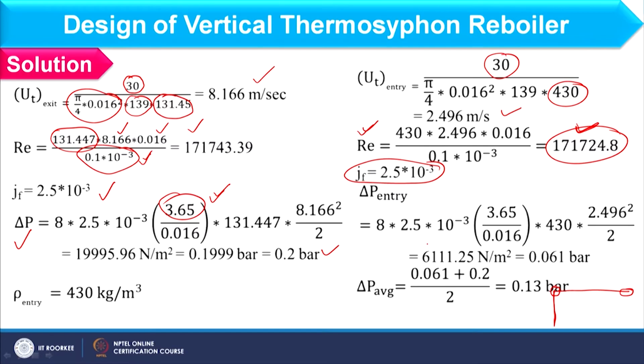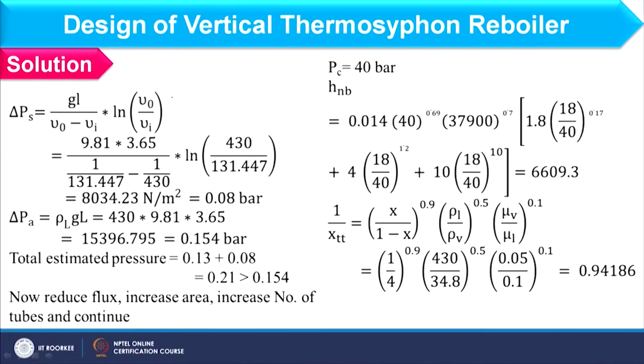Considering all these parameters, we can find out pressure drop due to friction at inlet condition, and that should come out as 0.061. Here you can consider velocity, density and total length of the tube, right. So, therefore, the average pressure due to friction in tube is 0.13, which is the average of this pressure as well as this pressure, right. So, in this way we can find out pressure drop due to friction in tube side.